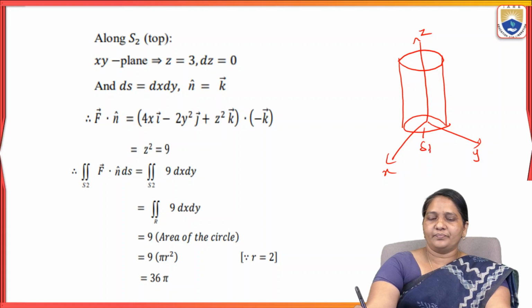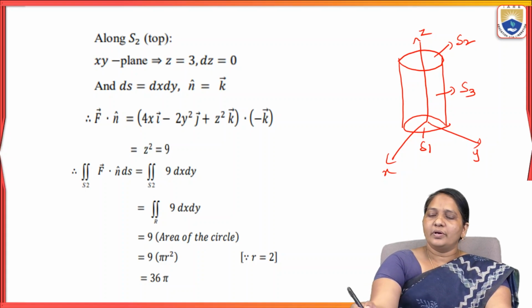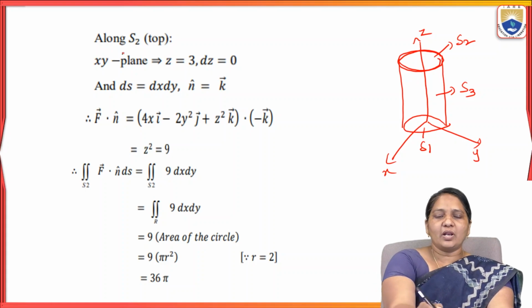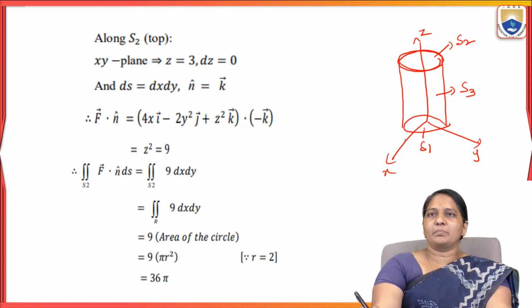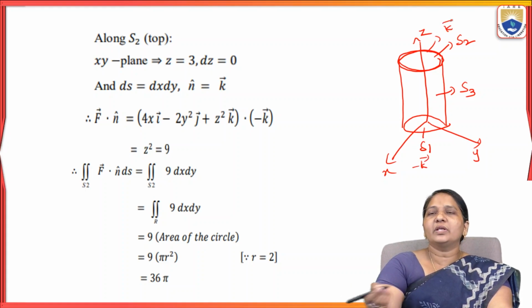This is S1. The top value is S3, and this is S3. So now the top surface, that is S2. Along S2, this is also in the xy plane. Before we took this vector as minus k bar, here we will take only k bar.